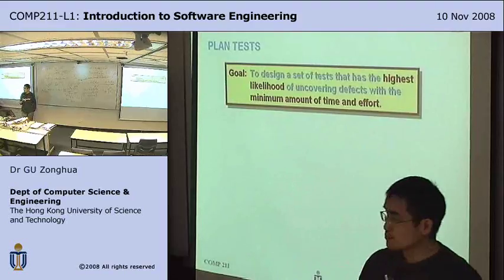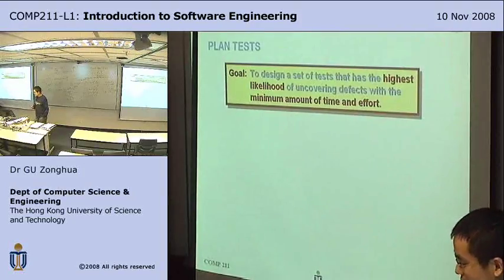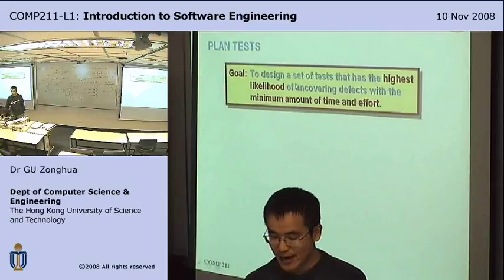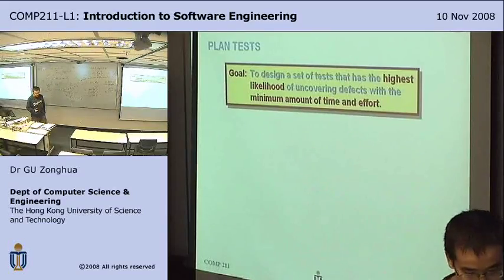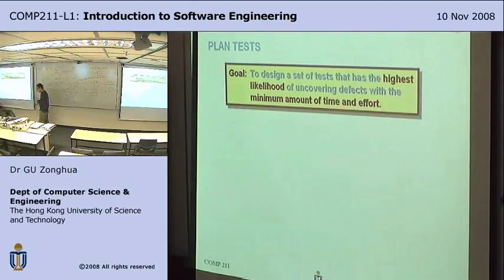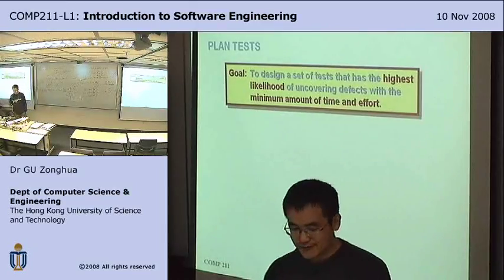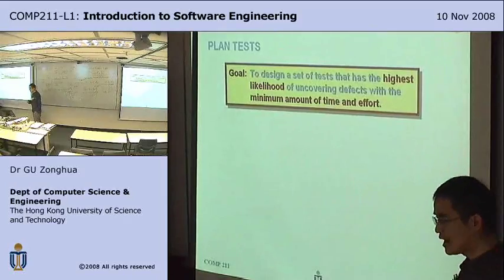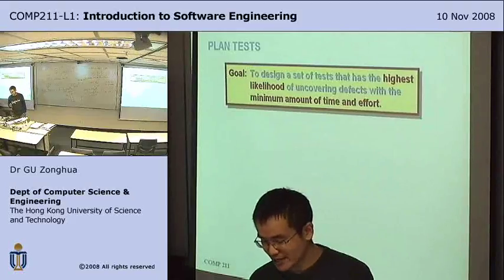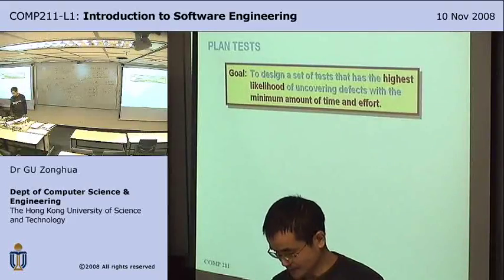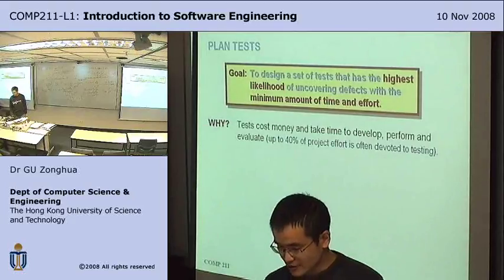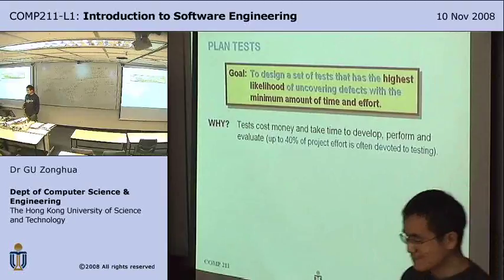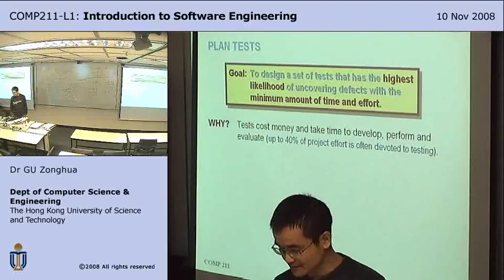So that's why you need test plans: to design a set of tests that has the highest likelihood of uncovering defects with the minimum amount of time and effort. So try to direct your tests at the most suspicious parts of your software and try to maximize the likelihood of uncovering defects while making no guarantees, because it's not possible to make any guarantees. So tests cost money and take time to develop, perform, and evaluate. Up to 40% of project effort is devoted to testing.